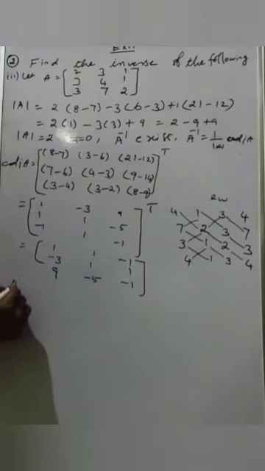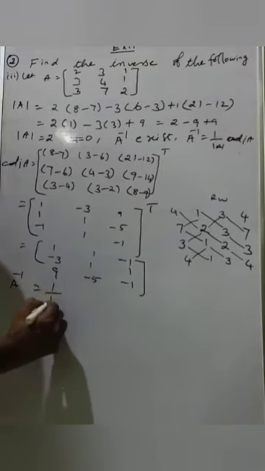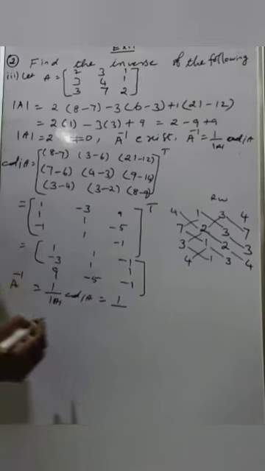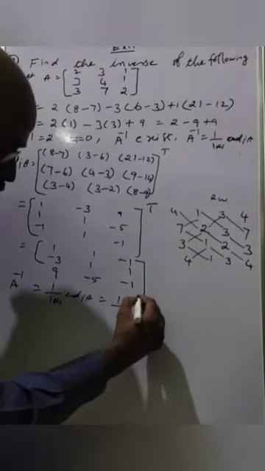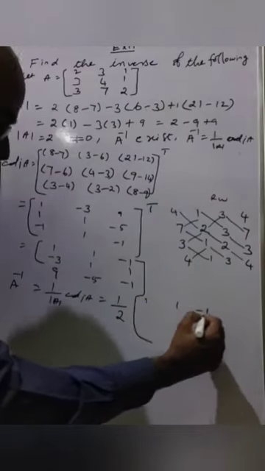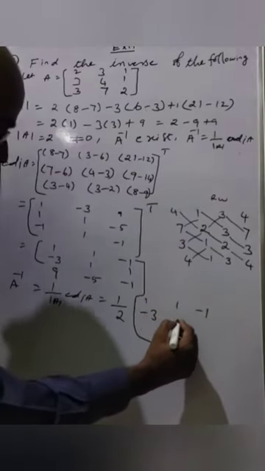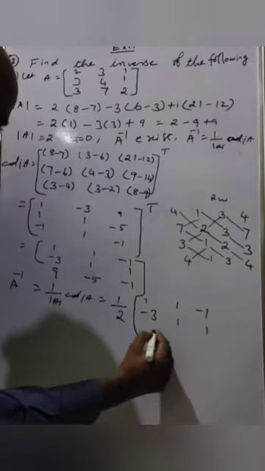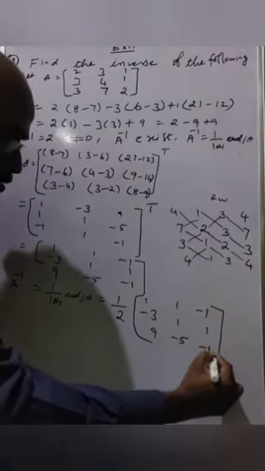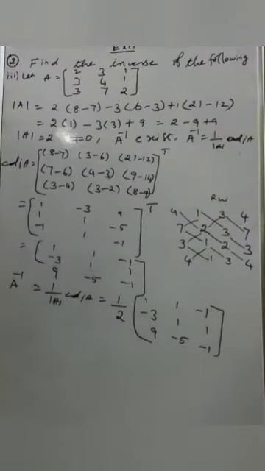So formula, you know that A inverse equal to 1 by determinant of A, adjoint A. So 1 by determinant of A, value is 2, into this: 1, 1, minus 1, minus 3, 1, 1, 9, minus 1, minus 5, 1. So this is the way we have to find the adjoint A.